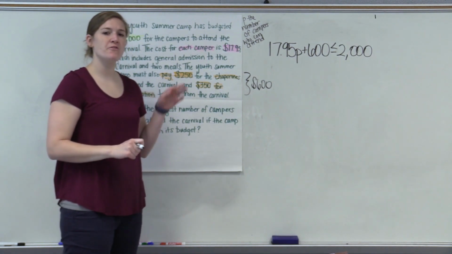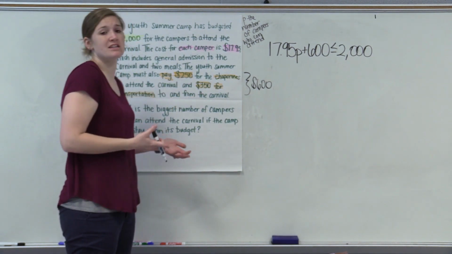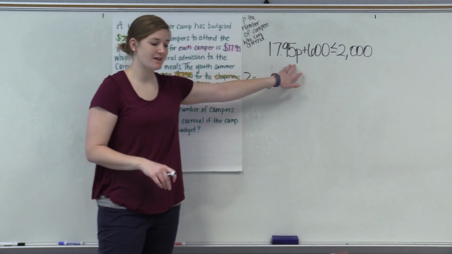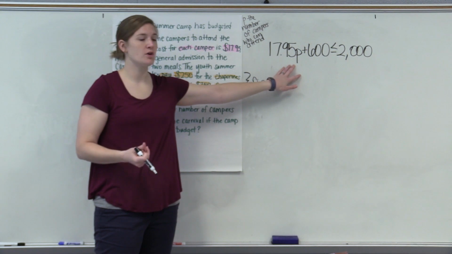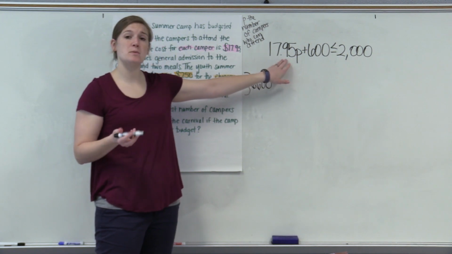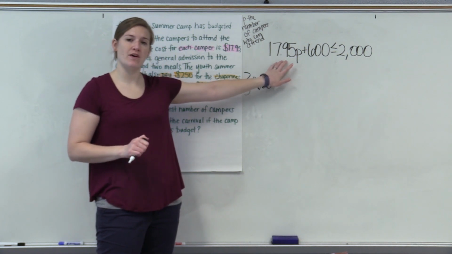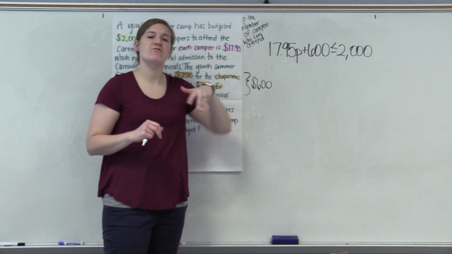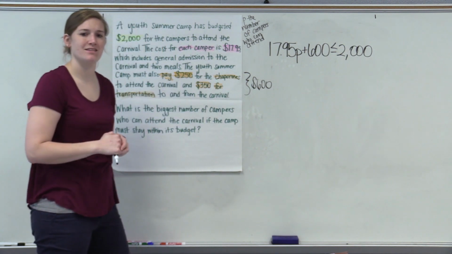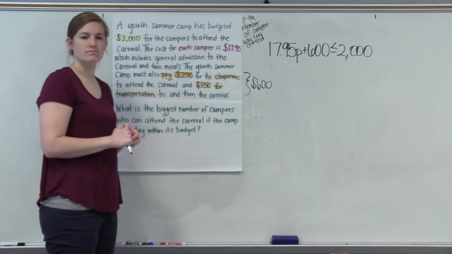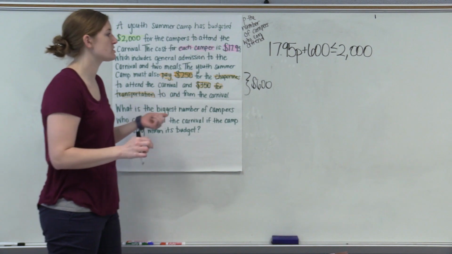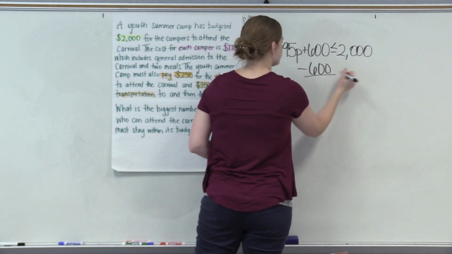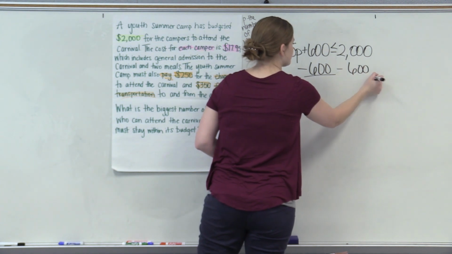Okay, what would be the first step here? Keep in mind what we did on our first inequality, really similar to solving equations. You're trying to isolate that variable. You're trying to get it by itself. Currently, that P is being multiplied by $17.95, and we're also adding 600 to that. So what's the first step that you're going to have to do in order to isolate that variable? Right, you're going to have to subtract 600 from both sides. Subtract 600 here, subtract 600 here.